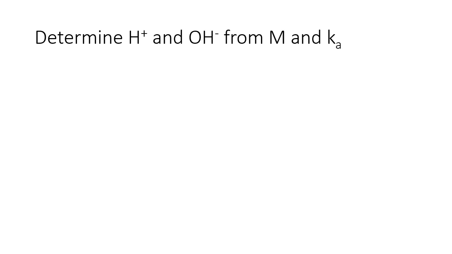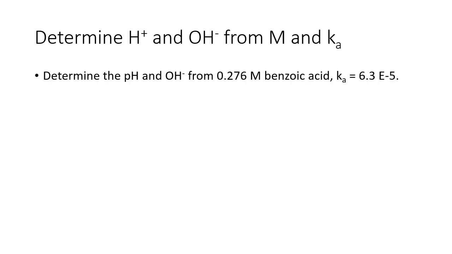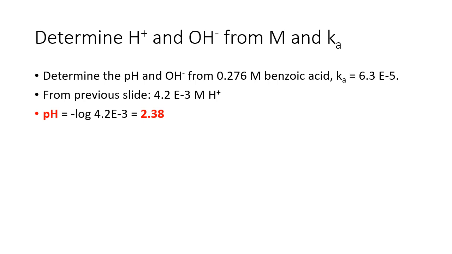All right, so let's try another one. Again, we're going to determine H+ and OH- from molarity and Ka. This is actually still the same one. We haven't finished the problem. Sorry. So we have an H+ concentration. That's what we determined, but we needed an OH- and we needed the pH.